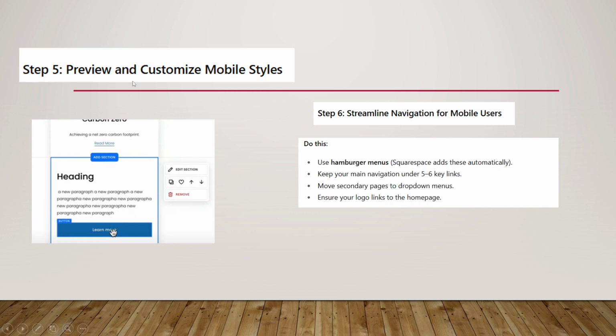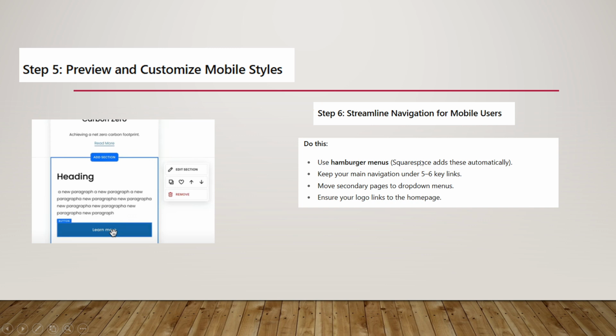Check key pages, product listings, blog posts, and contact forms to confirm everything scales correctly and nothing feels cramped or misaligned. Streamline navigation so it's effortless on phones. Rely on the built-in hamburger menu. Keep your main navigation to 5 or 6 links, move secondary pages into drop-downs, and make sure your logo reliably returns visitors to the home page.